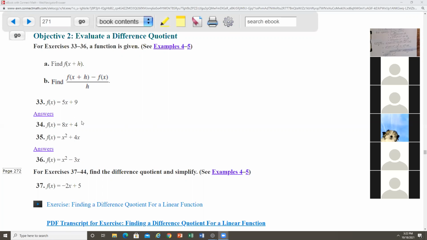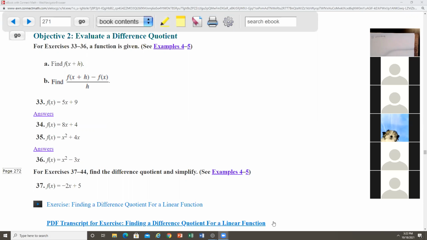Anybody want to see a linear function evaluated for the difference quotient? Sure. Which one? Take your pick. 33 or 34 or 37? 34. All right, so 34, our linear function is f of x equal to 8x plus 4.